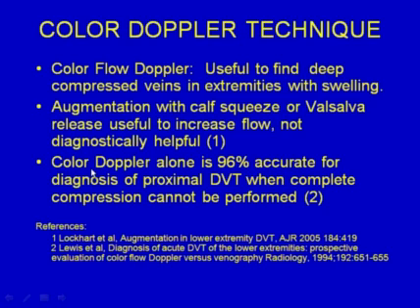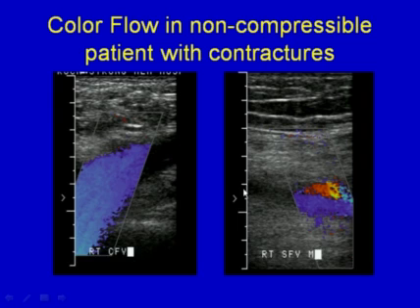If you, for some reason, cannot compress the patient, for example, a patient who has severe contractures or has a great deal of pain or can't tolerate compression, you can actually use color Doppler alone, especially above the knee. And that is basically for proximal DVT between the groin and the knee in the thigh vessels. So here's an example of a patient who had contractures.